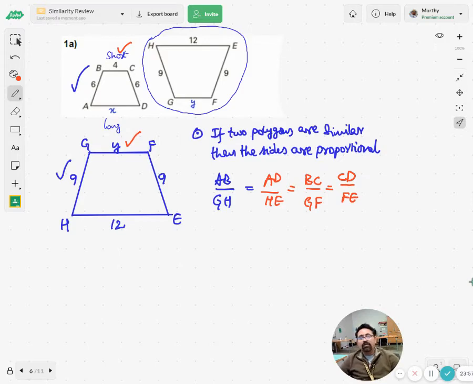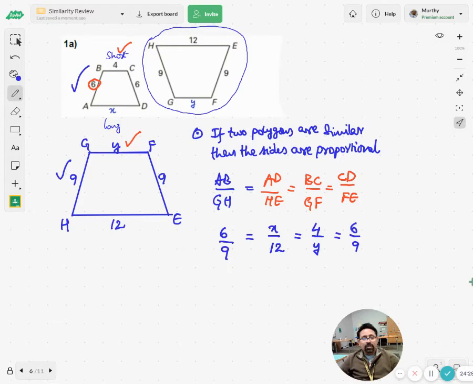So let me plug in the values. AB, I see that it is 6 units. GH is 9. AD is x. HE is 12. BC is 4 units. GF is y. CD is 6 units. And FE is 9 units.